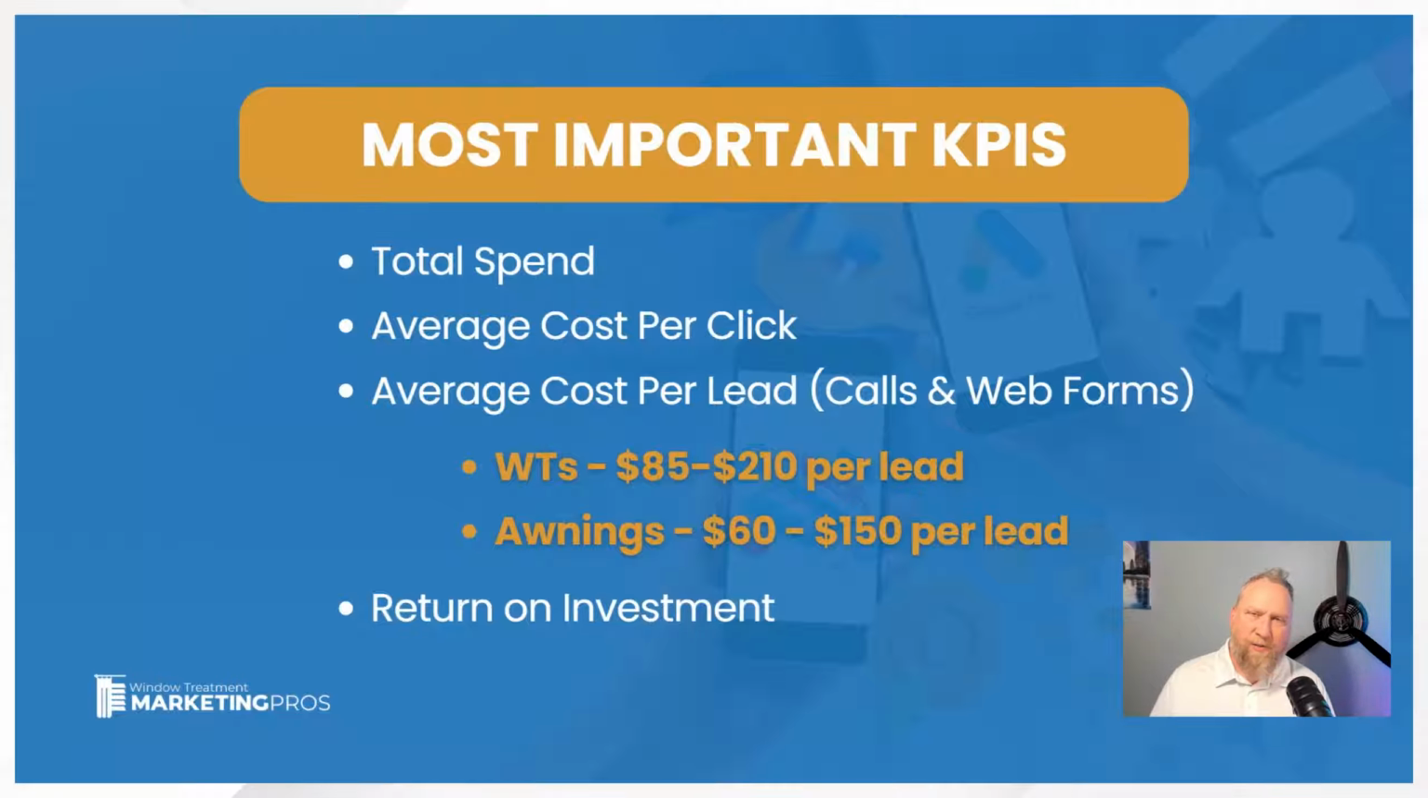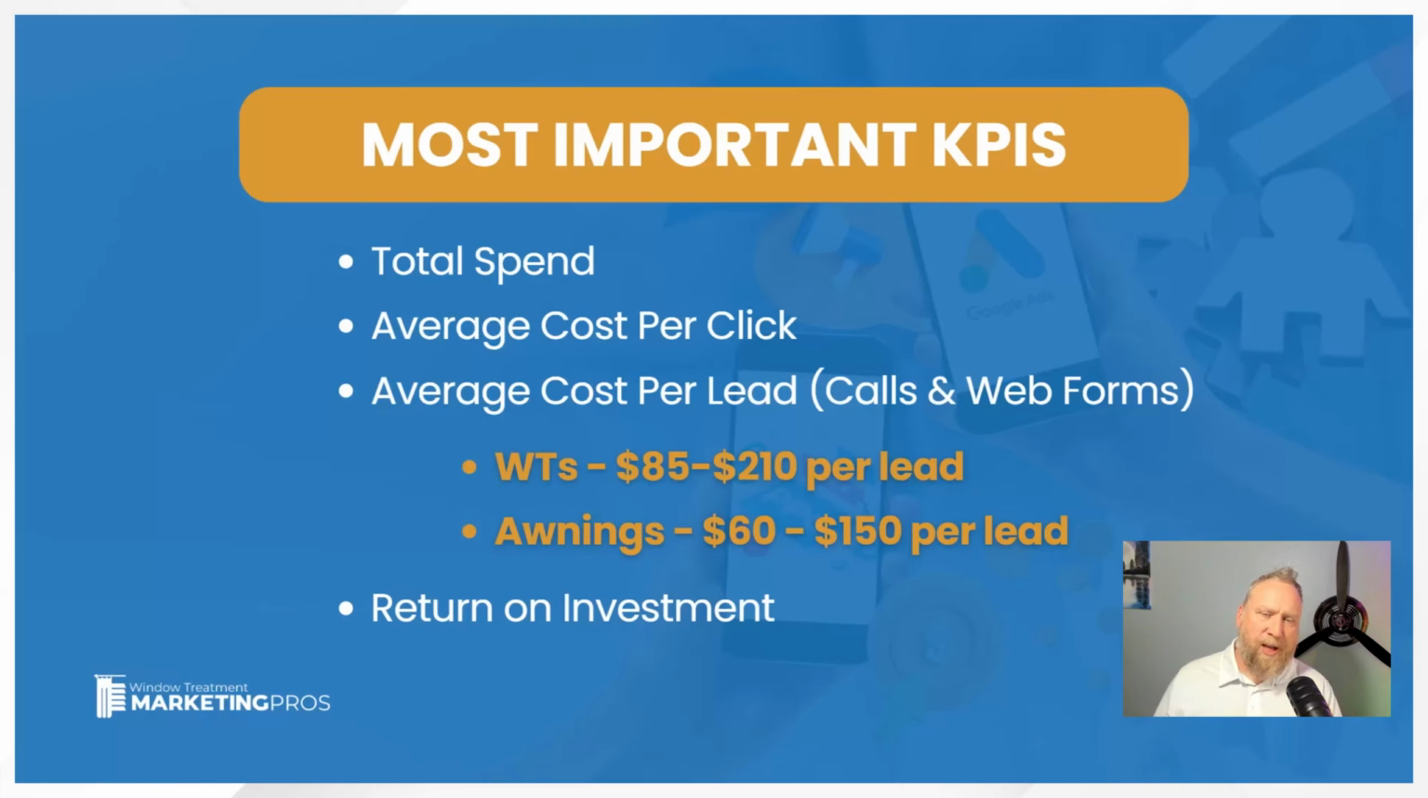Awning, $60 to $150 per lead. And then it comes down to how good are you at closing those leads, right? If you're really good at sales, then you might close 7, 8 out of 10. If you're maybe not that great, maybe 3 or 4 out of 10. But whatever that number comes down to, you can then extract how much it is going to ultimately cost you to get to a yes.